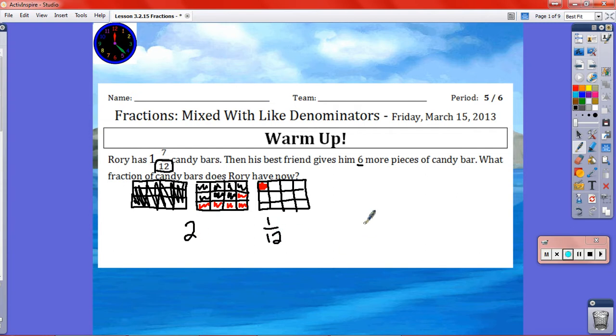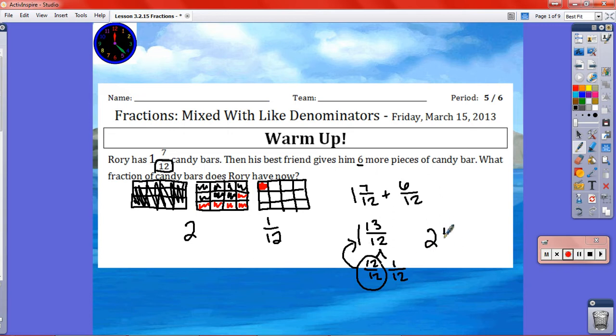And if I show that with numbers, that's 1 7/12 plus 6/12. Well, 7 and 6 makes 13, but that is improper. So what we do is that's 12 out of 12, and then 13 minus that 12 out of 12 is 1/12 left over. So I'm going to add that 12 out of 12 to the one I already have, so now that's 2 and 1/12.